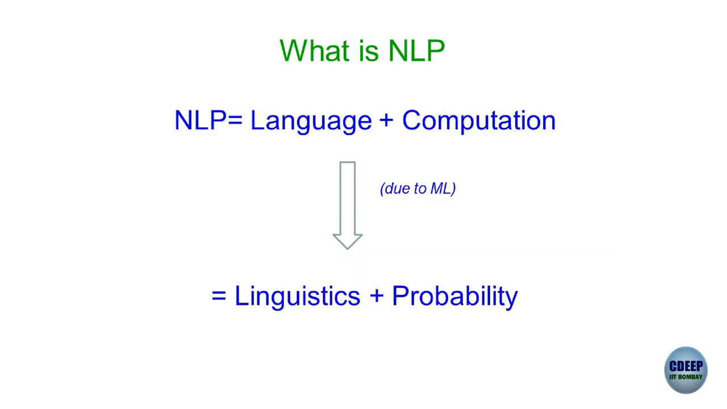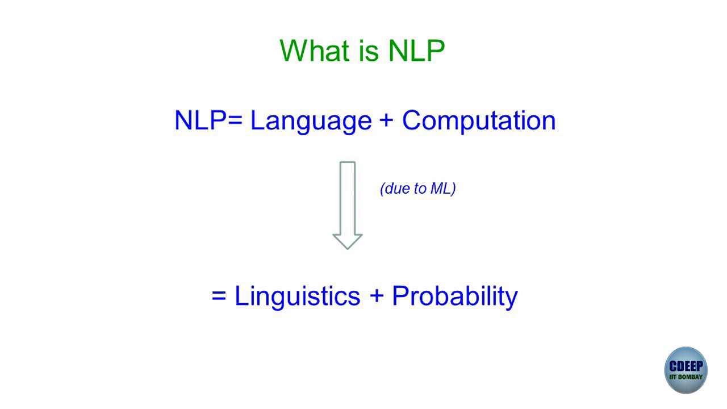Okay, now natural language processing, of course, is language and computation, but because of the advent of machine learning and the interaction between machine learning and NLP, we can specialize this and say that natural language processing is linguistics and probability, a combination of linguistics and probability. Okay, language science and data science. So it's a combination of language science and data science.